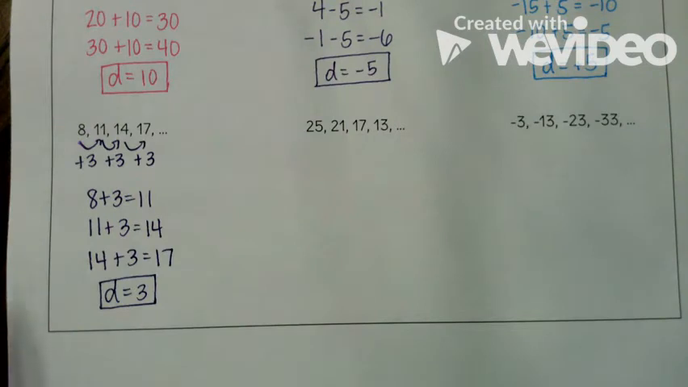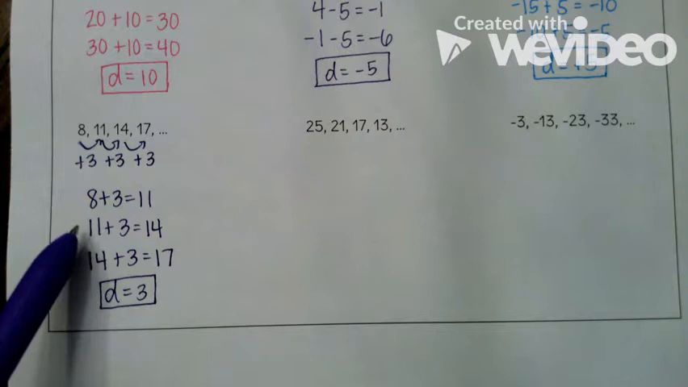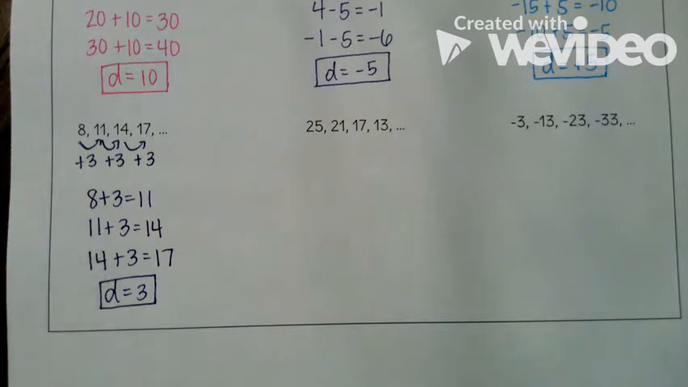And the reason why I keep checking this way, because remember, sometimes it might look like it's adding the same, and then the last one might add a different number. So you want to check that all of them are the same, and that you keep getting that next term.